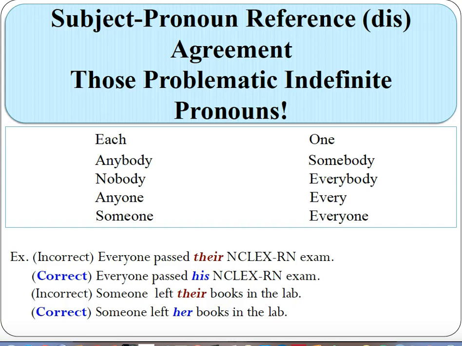Let's look at sentence examples, both incorrect and correct. Everyone passed their NCLEX RN exam. This is incorrect. Everyone passed his NCLEX RN exam. This is correct. Someone left their books in the lab. This is incorrect. Someone left her books in the lab. This is correct.